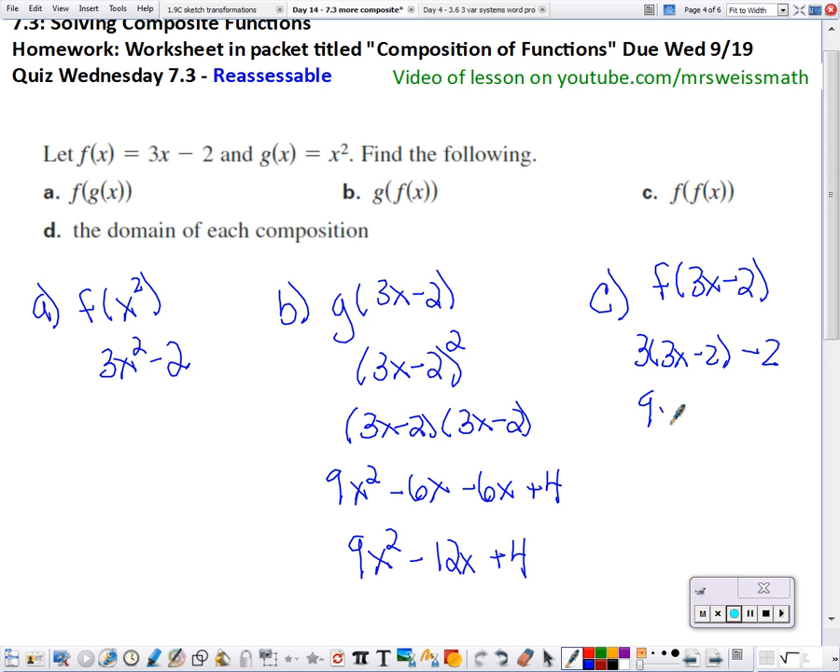Now for C, we're going to do f of itself. So that's 9x minus 6 minus 2. I distribute the 3. Combine like terms, we get 9x minus 8.